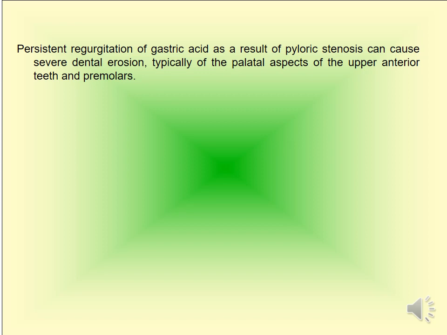Persistent regurgitation of gastric acid can cause severe dental erosion, typically of the palatal aspect of the upper anterior teeth and premolars. That is, severe and continuous vomiting through the oral cavity leads to erosion by gastric acid; the severe acidity of the vomit leads to erosion of the palatal surface of the upper teeth.